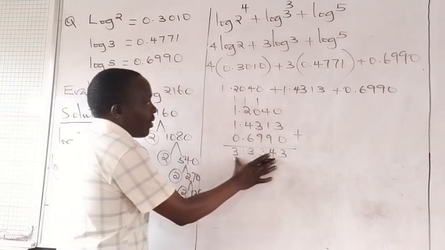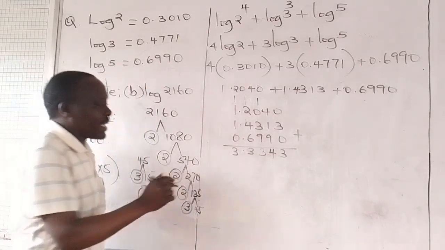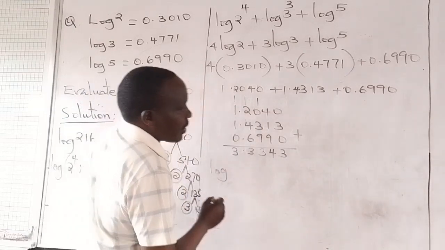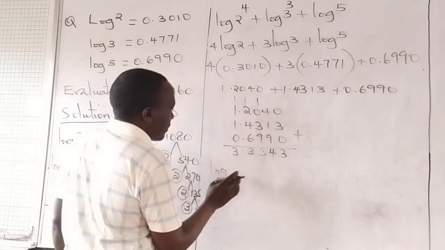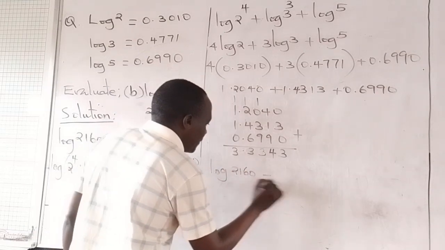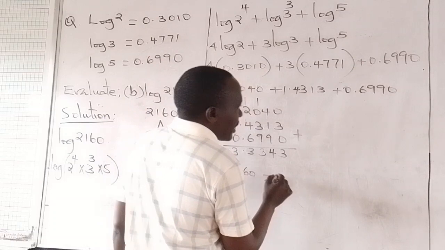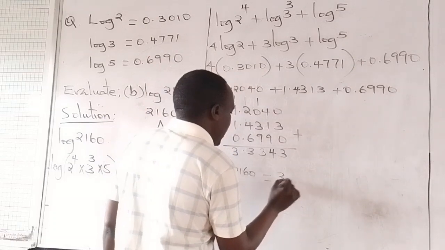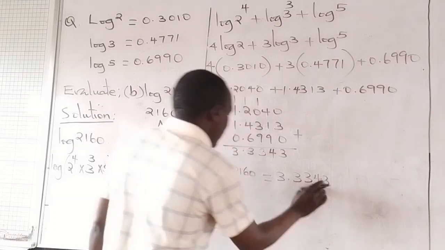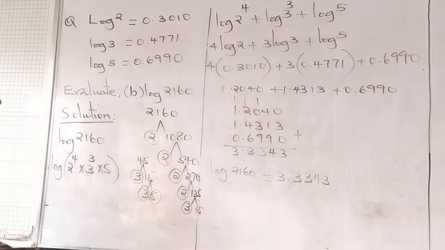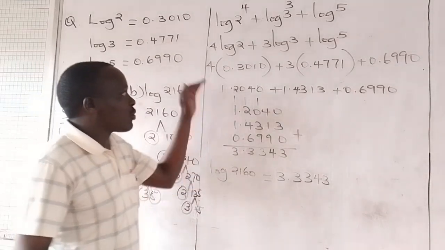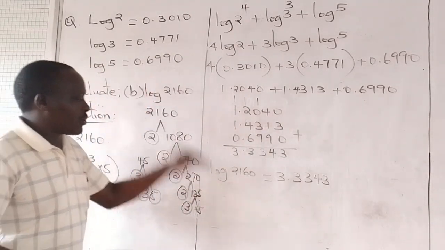So this is the log of 2160. So the log of 2160 to the base of 10 will be 3.3343. You see, we have calculated the log of 2160 to the base of 10 without using a mathematical table, without using a calculator.